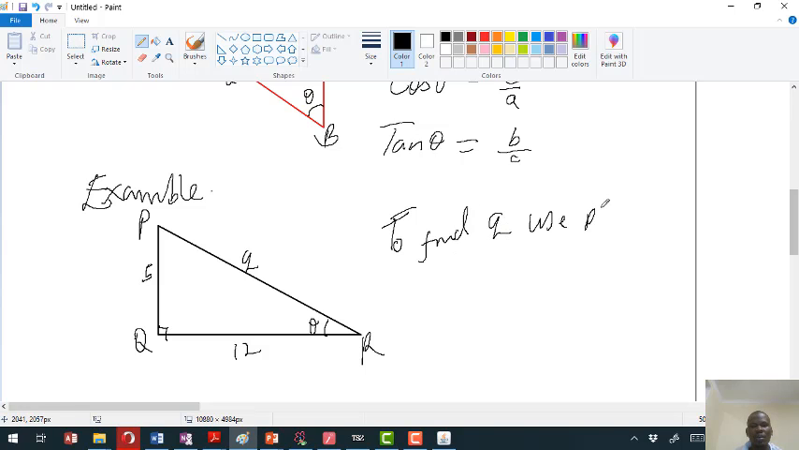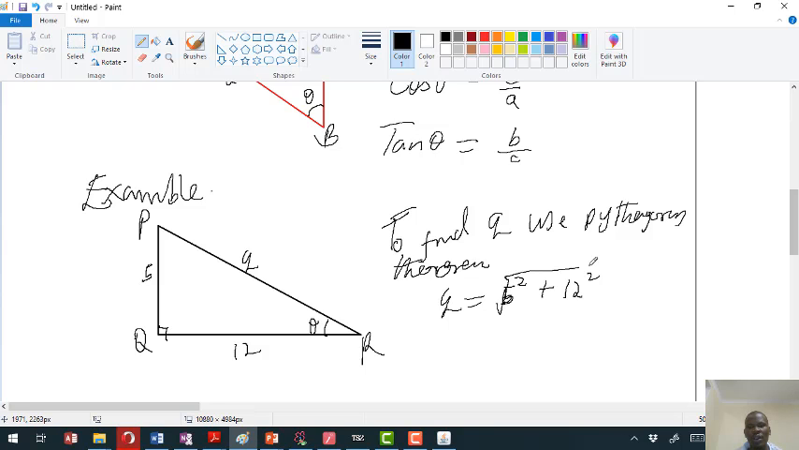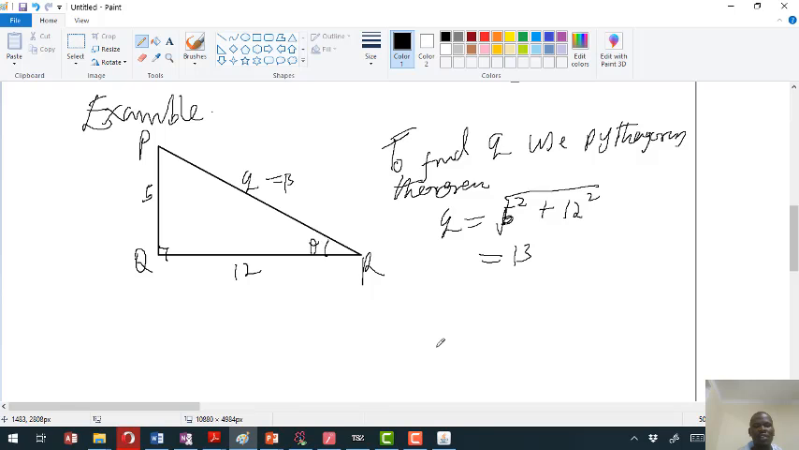So using the Pythagoras theorem, Q is equal to the square root of 5 squared plus 12 squared, which gives you 13. So Q is 13. Good. So we can find the value of theta.